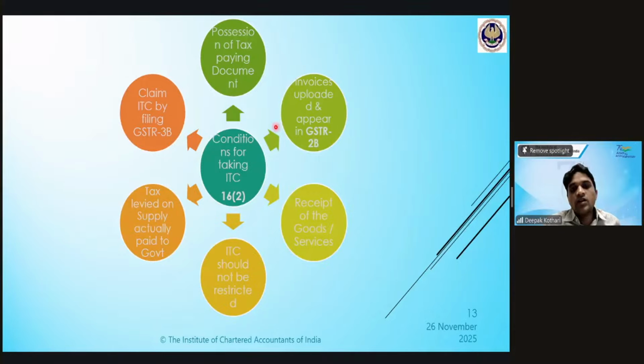Okay. What are the conditions? Section 16 subsection 2 says there are 6 conditions to claim the credit. First, you should be in possession of the tax paying document: the invoice, the debit note, or the bill of entry should be under your control. You should have that document. Second condition is the invoice should be uploaded and appear in your GSTR 2B. Then third condition is you should have actually received the goods or services.